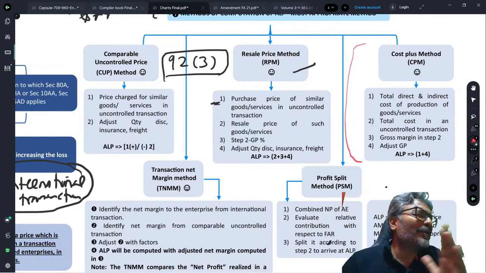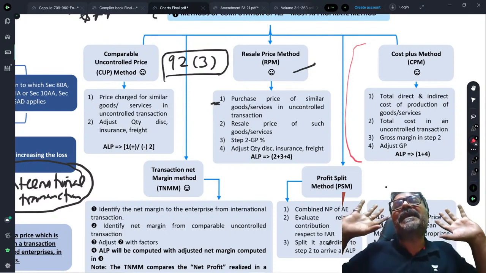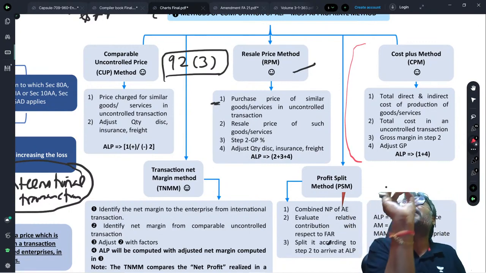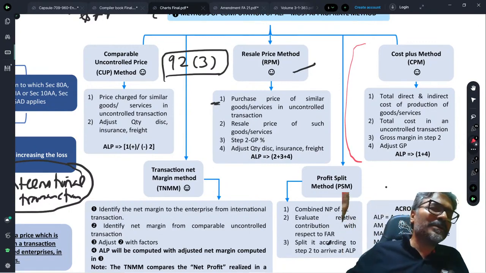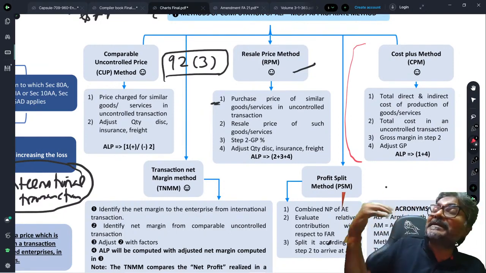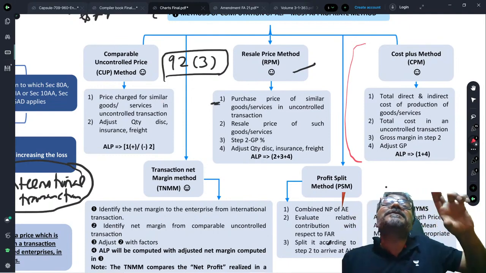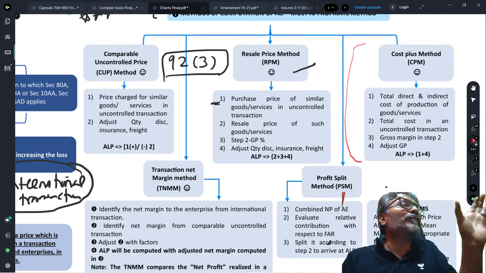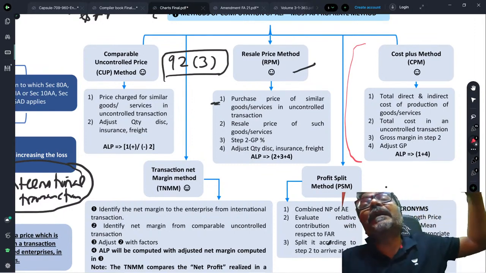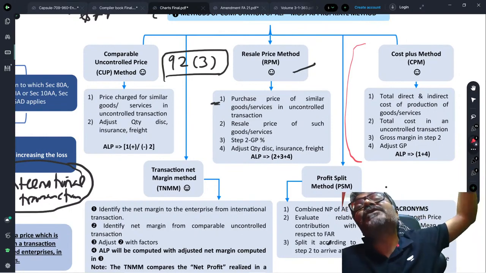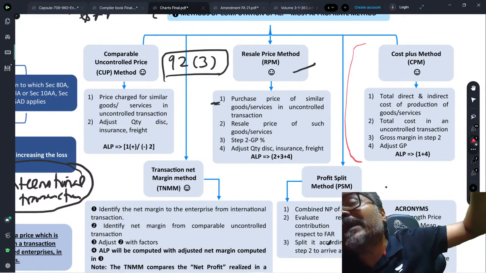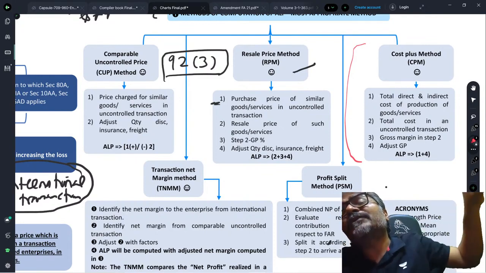Because the cost is fixed, the cost is static, as the name suggests, cost plus method. So ultimately the premium is on the margin that you are charging, because the cost cannot be altered. Primarily, the markup percentage you are charging is what needs to be looked at. Once the cost is added to the markup, we get the arm's length price. That is the price you should have charged to Morgan Stanley. Against that, what is the actual price that you have charged?